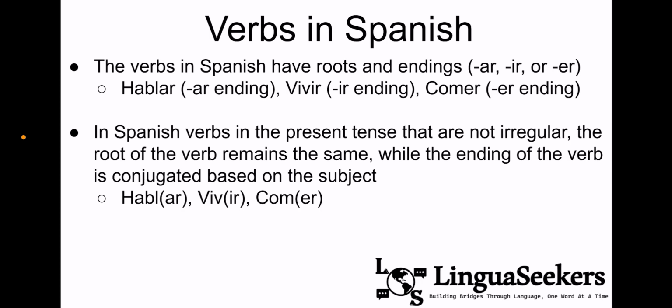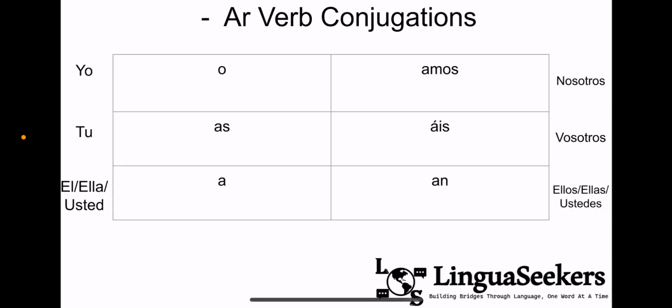And in Spanish, regular verbs in the present tense, the root of the verb remains the same, while the ending of the verb is conjugated based on the subject. So just for review, in the verb hablar, habl is the root and AR is the ending. Viv is the root and IR is the ending in vivir, and in comer, com is the root and ER is the ending.